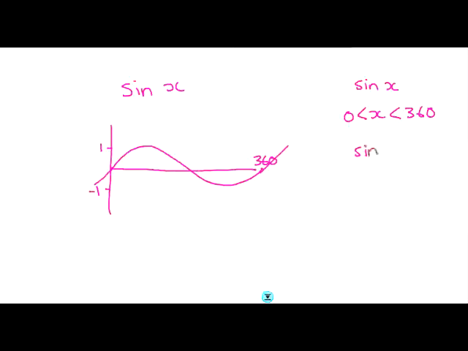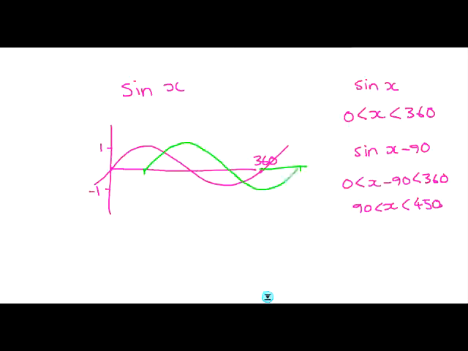But if we had something like sine of x minus 90, then we could solve this using our compound inequality knowledge. Like so. If we add 90 to both sides just to get x on its own, we would have 90 and 450, which means this new graph would actually start here and end about there. Like so, and you can see that the green graph has moved right 90 degrees. So x minus 90 like this means we're actually moving it right.